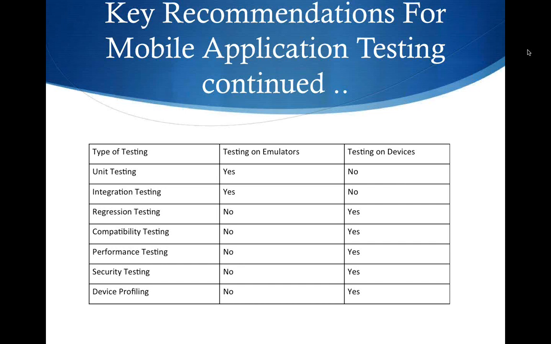A regression test has to be run on a device, because a lot of bugs are device specific. I have seen bugs which are very device specific. If you try to reproduce the same bug on an emulator, it won't reproduce, but it always happens on a device. Moreover, it can happen on a particular device. So regression testing should preferably be done on devices.